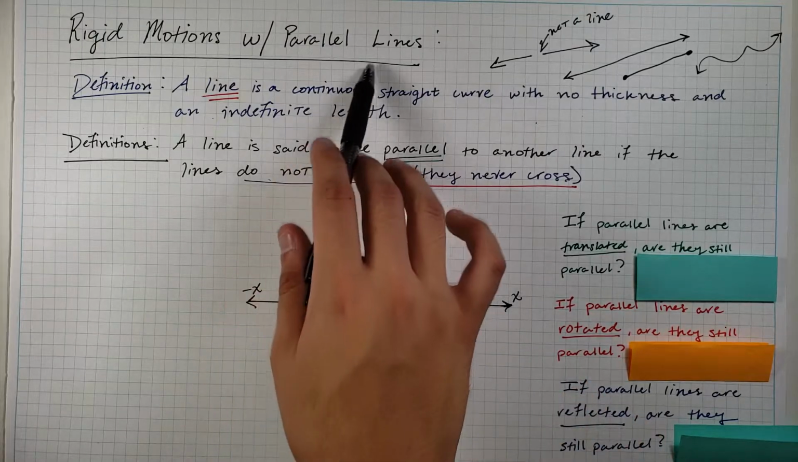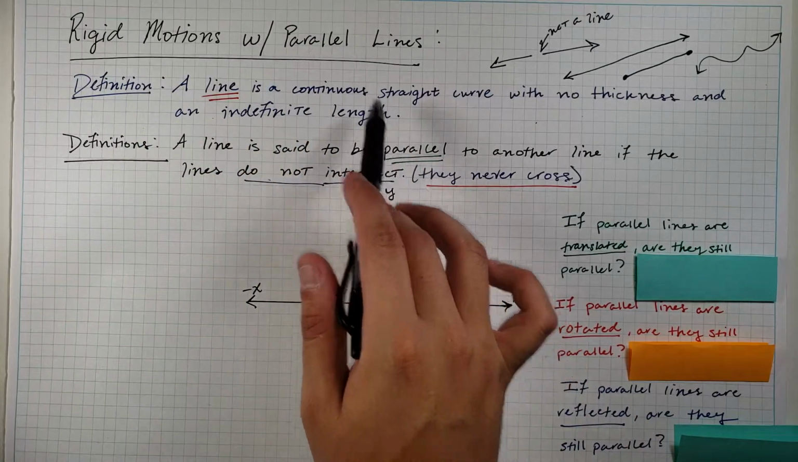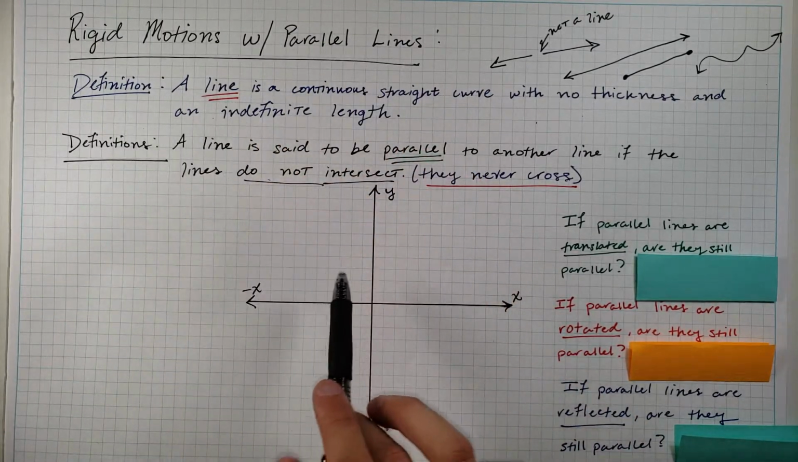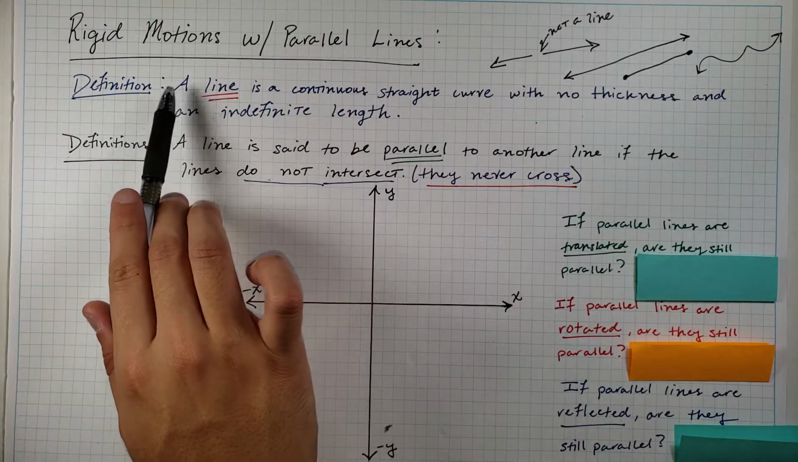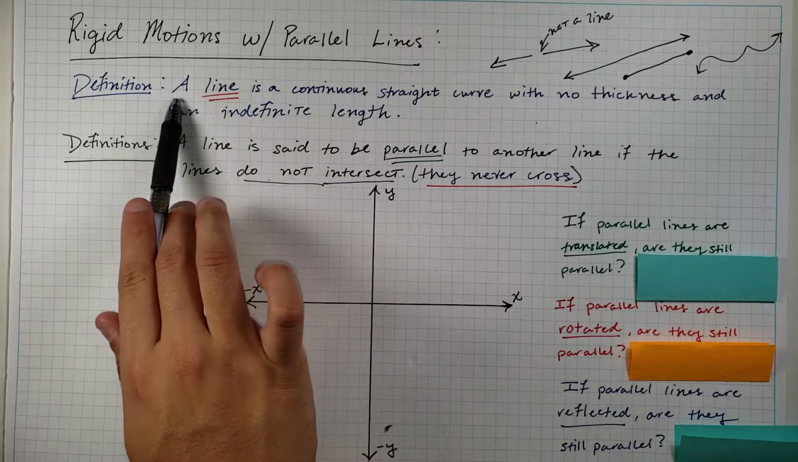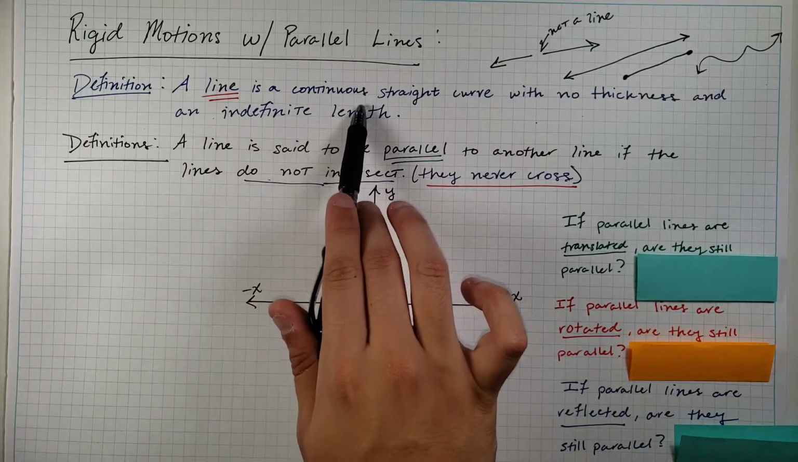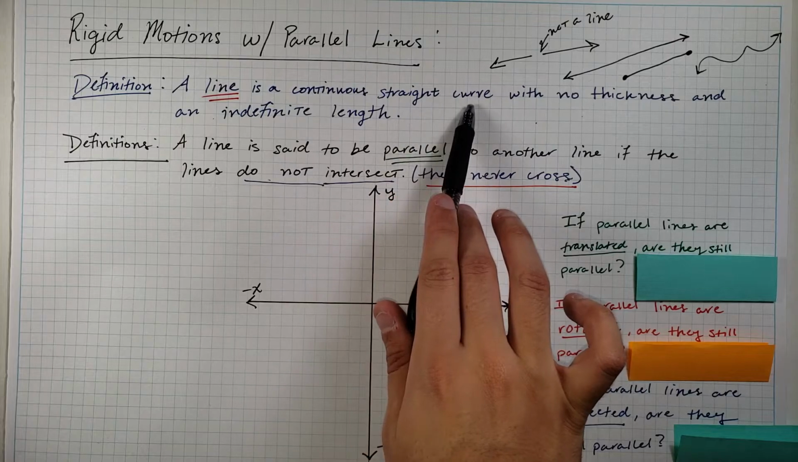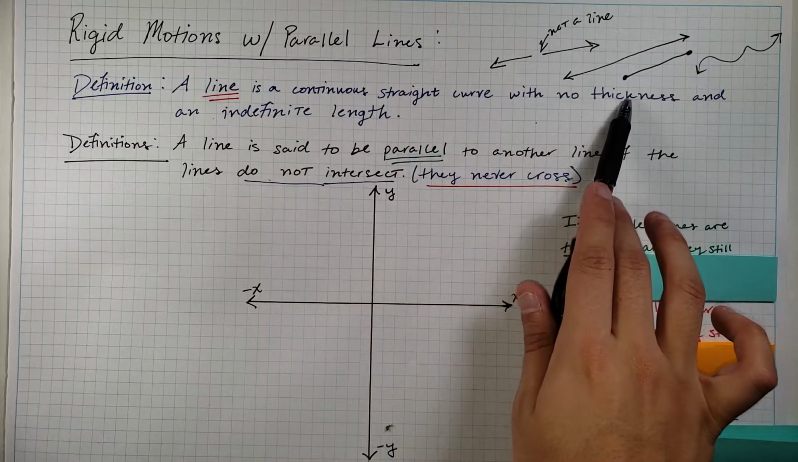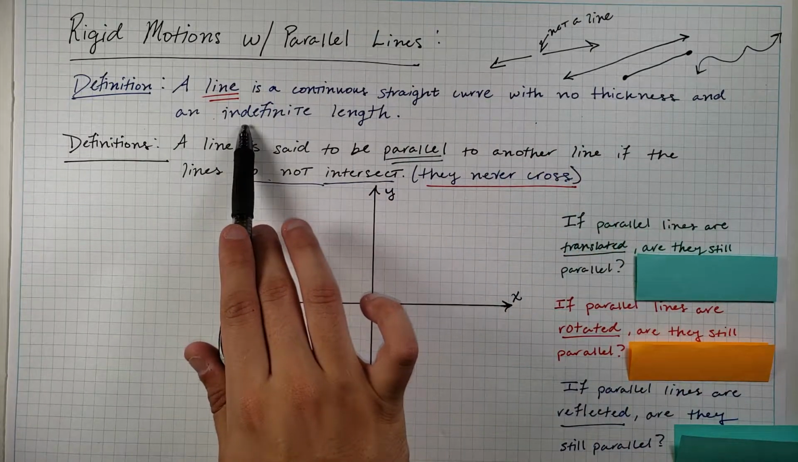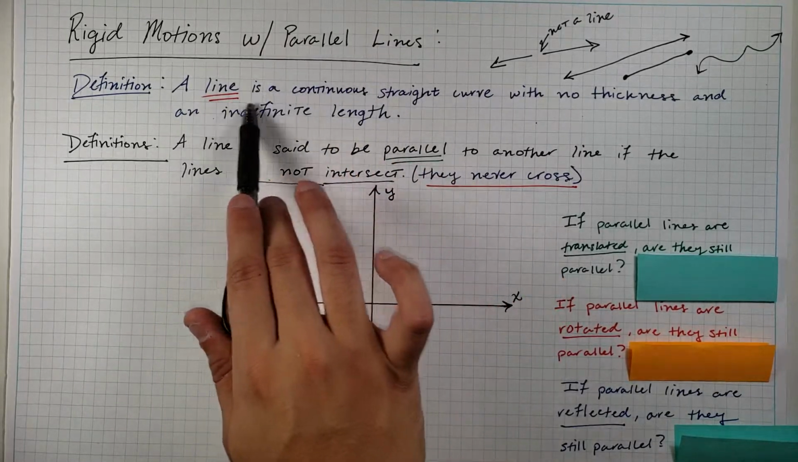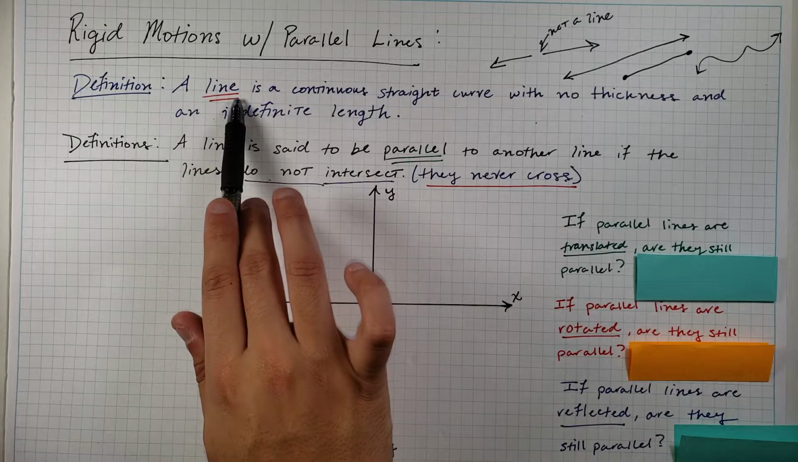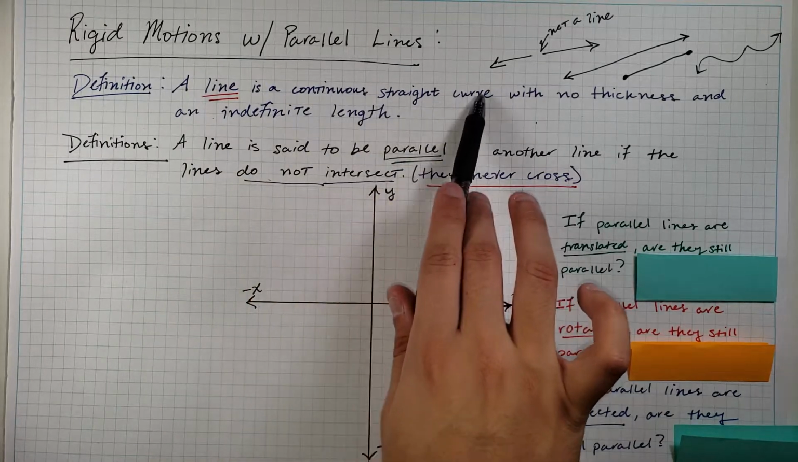So let's go ahead and start off with some definitions about parallel lines and lines in general for pre-algebra. So we're going to define a line. All right, so definition. A line is a continuous straight curve with no thickness and an indefinite length. So let's break up this definition to see what it means. It says a line is a continuous straight curve.